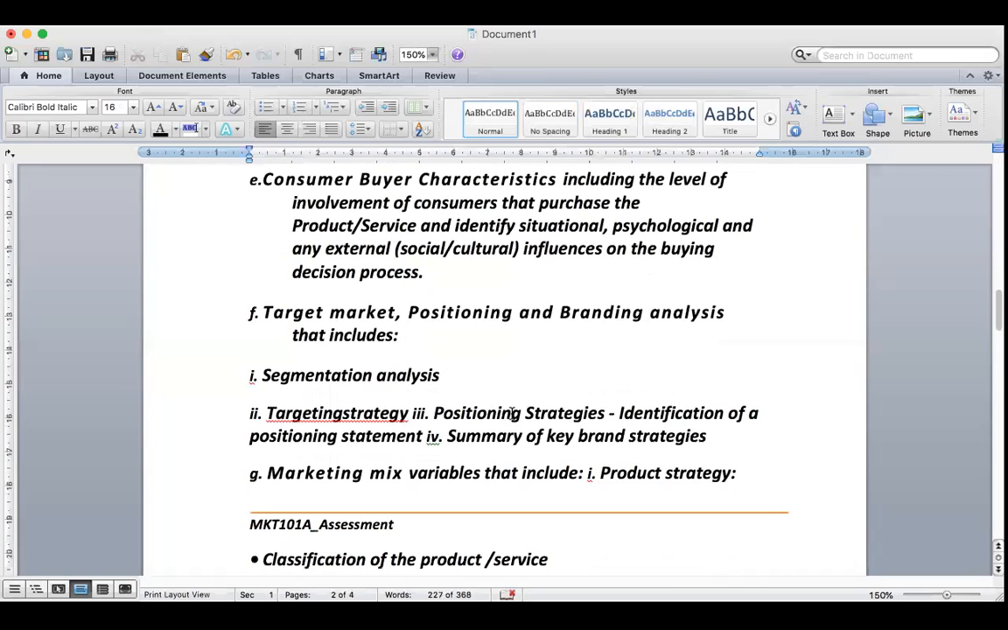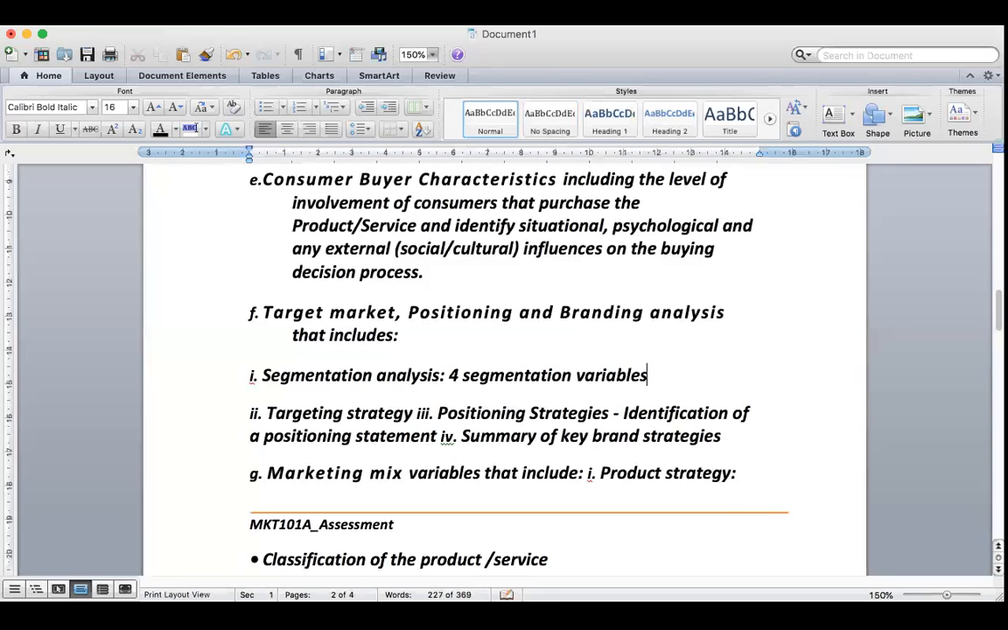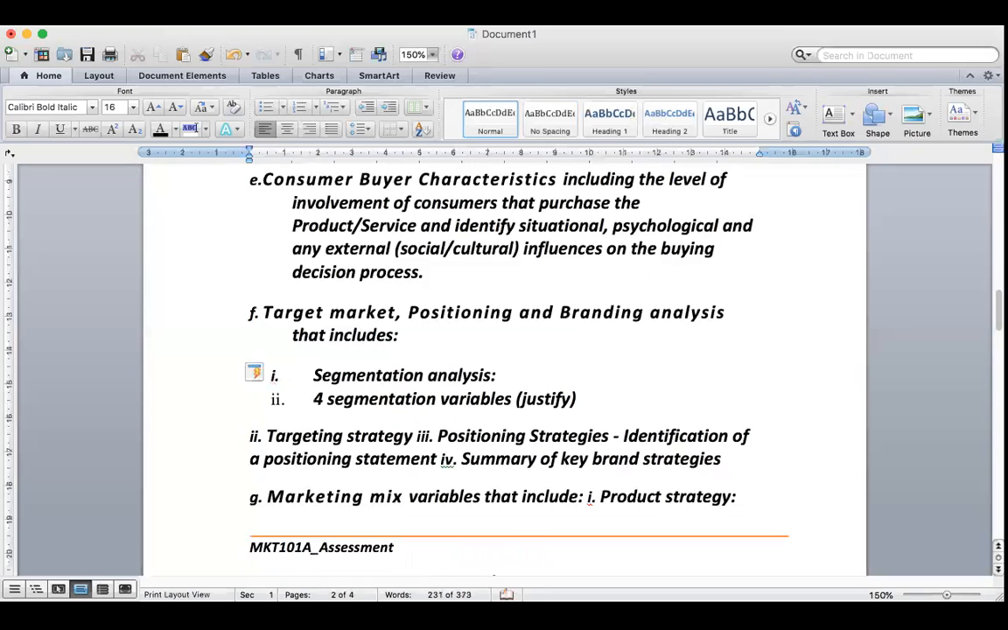Now, the next one is segmentation and targeting strategy, STP. For the segmentation analysis, please make sure that we use 4 segmentation variables. I would appreciate it if you also justify why these people are the target market of your product. How do we justify? Let me talk about justification later. I just want to discuss the 4 segmentation variables here.